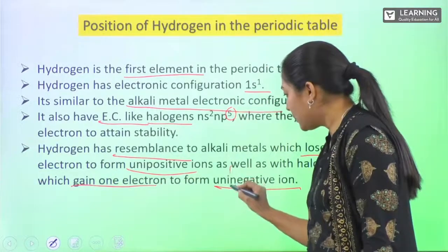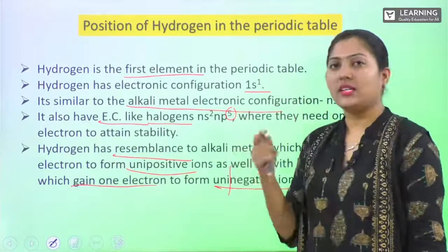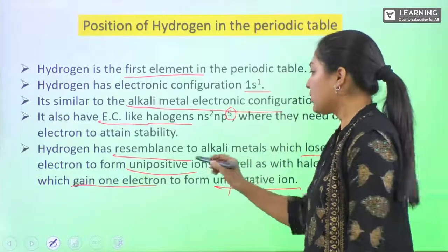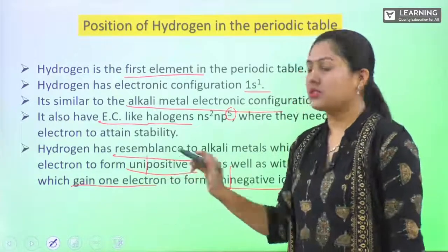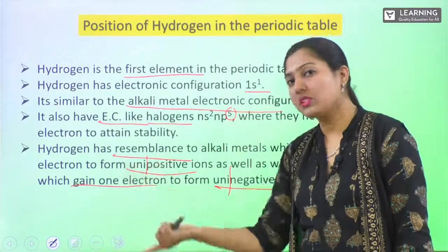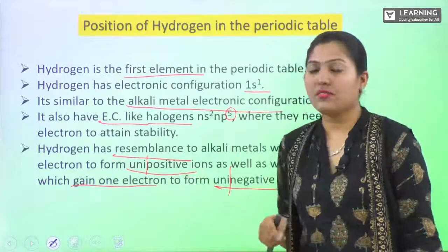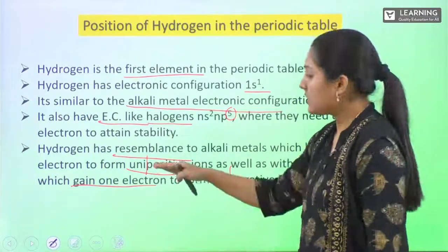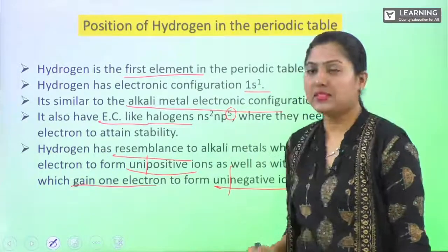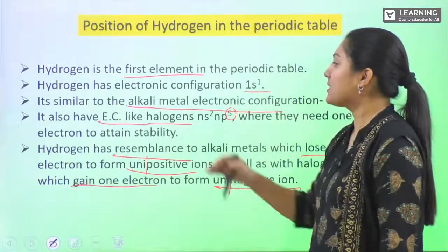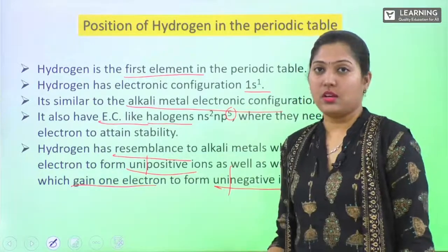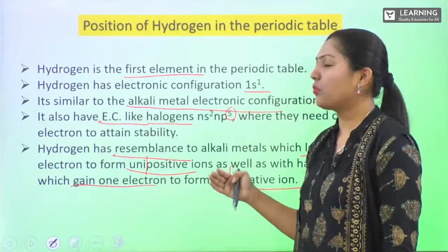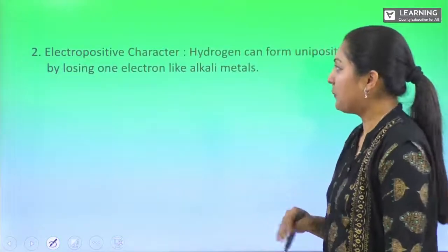This is uni-negative. Uni means one, negative means negative charge. So uni here, one positive charge. That means one electron will be lost and it becomes uni-positive. One electron has been gained, it becomes uni-negative. Uni-positive is similar to that of alkali metals, whereas uni-negative is similar to that of halogens. So it has the similarities between halogens and alkali.